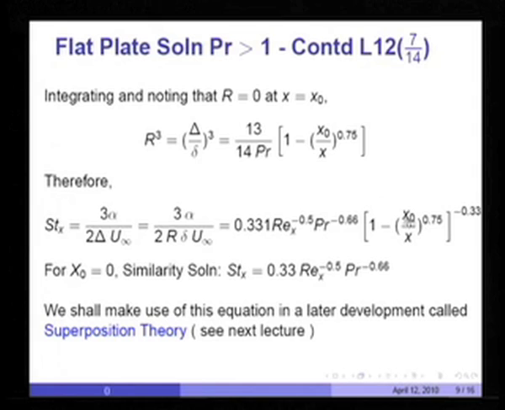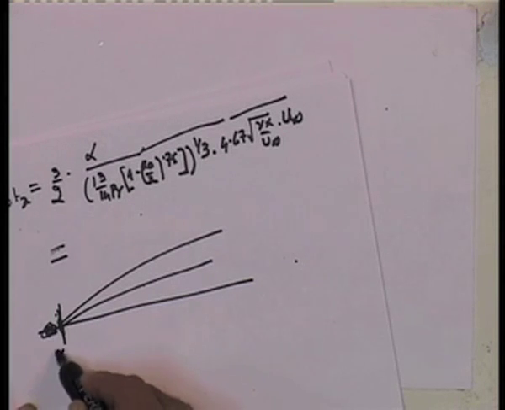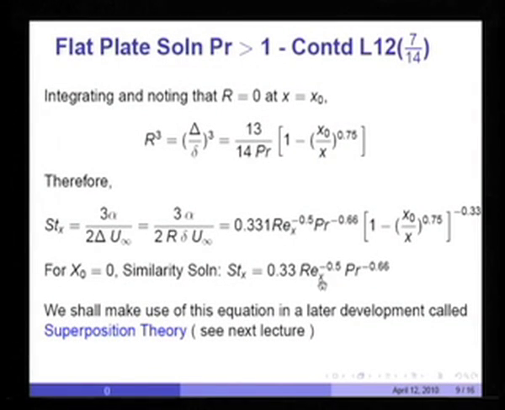When obtaining similarity solutions, we had thermal boundary layers and velocity boundary layers growing at the same point x equal to 0, and therefore, in effect this was x naught equal to 0, and the similarity solution was 0.33 Reynolds x to the minus 0.5 Prandtl to the power minus 0.6. And you can see that in spite of a very simple temperature profile and velocity profile, we have obtained an extremely accurate solution using the integral method. Whereas the similarity solution required solution of three ODEs, the integral solution is simply a pencil and paper method and produces many a time extremely accurate results.